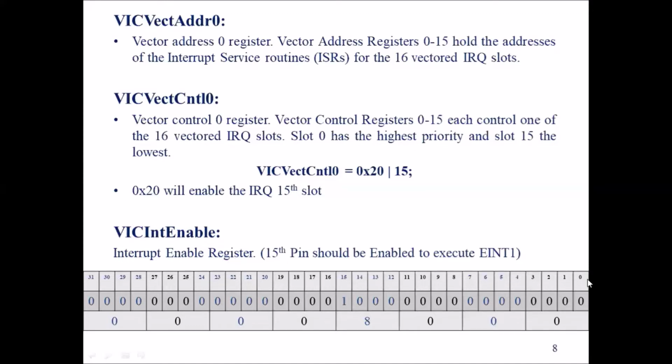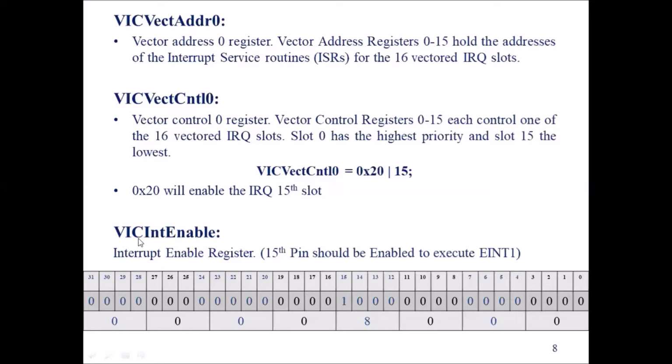As you know, it can handle 32-bit instructions, so it ranges from 0 to 31. Here we have the 15th bit. Across the 15th bit I have written 1, and this binary format should be converted to hexadecimal format because the microcontroller works on the hexadecimal format only.